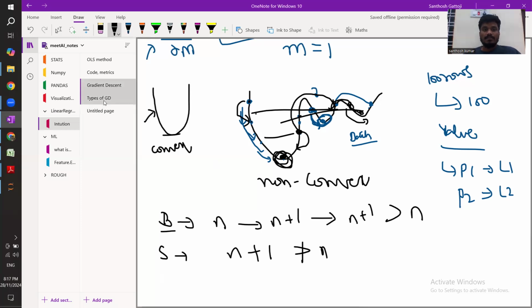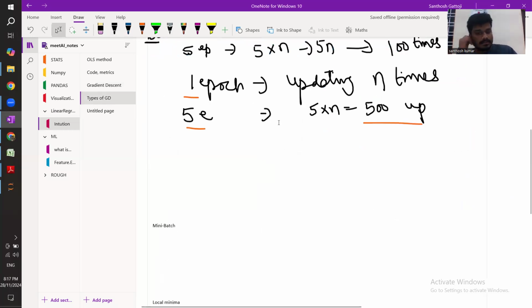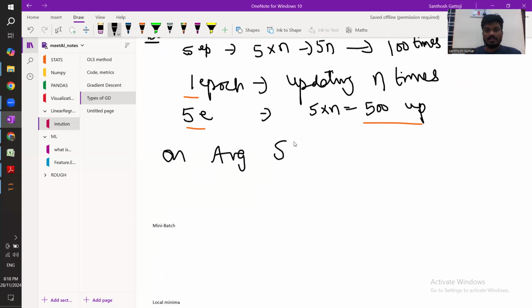Randomly it is taking points, calculating the loss and updating. But on average it is able to reach the global minima, and it is able to escape the local minima. So on average, stochastic gradient descent converges. Converge means what, reaching the global minima better than batch gradient descent.